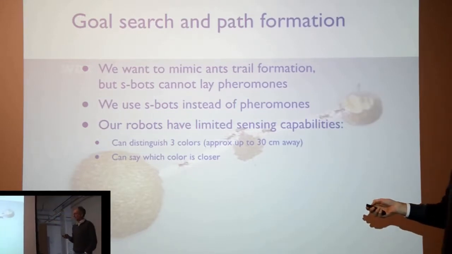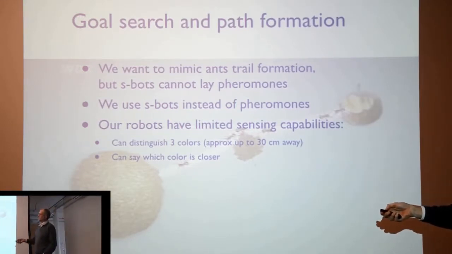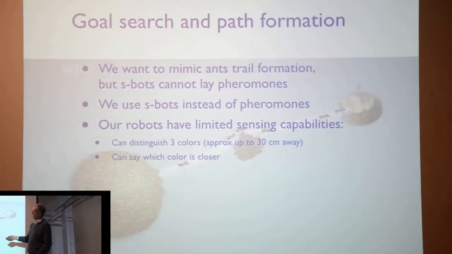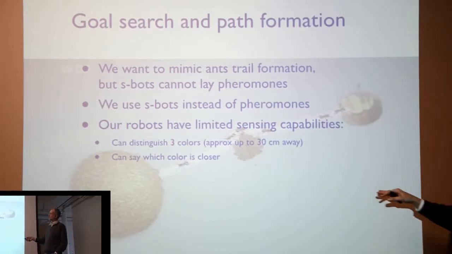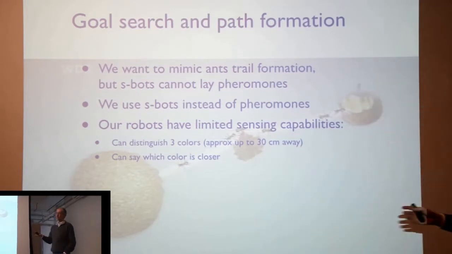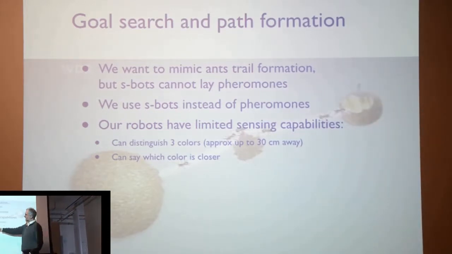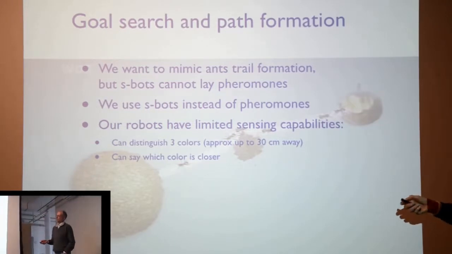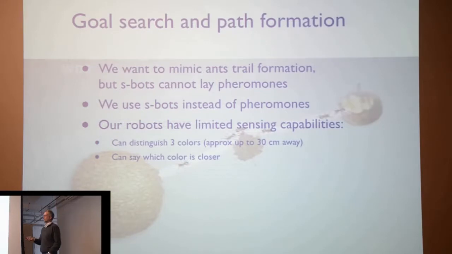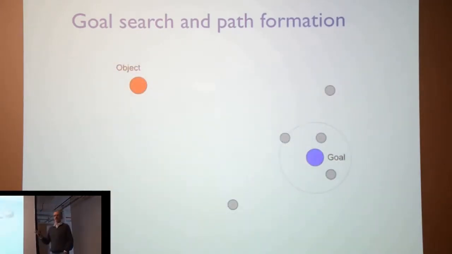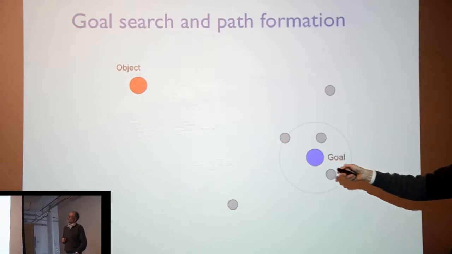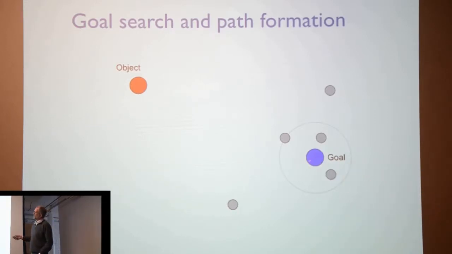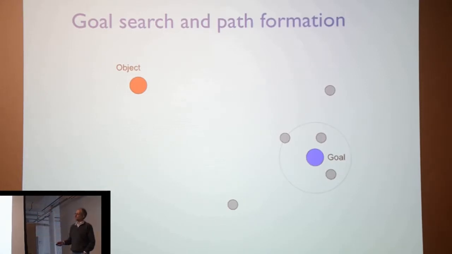The idea is the following. Well, let me first say that the robots can distinguish between 3 colors, up to 20, 30 centimeters, and they can say which color is closer. I should add that they can also make a lot of errors. So these are not deterministic things. And the idea is the following. Let's say that the object is there, and the goal where you want to transport the object is here. So the object is red and the goal is blue.